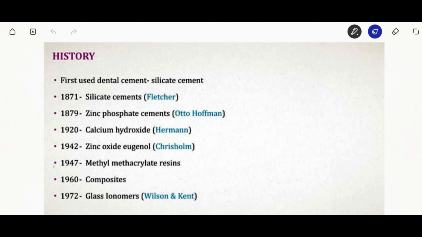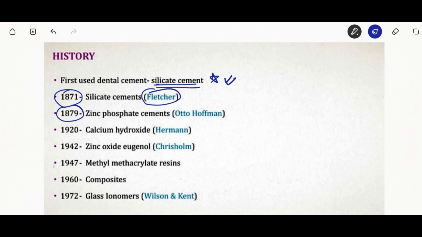As we look into the history of the dental cement, we found that the first used dental cement was silicate cement. Who gave the term silicate cement? It was given by Fletcher in 1871.